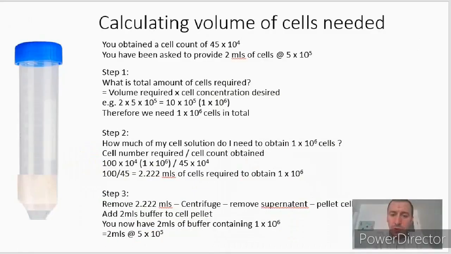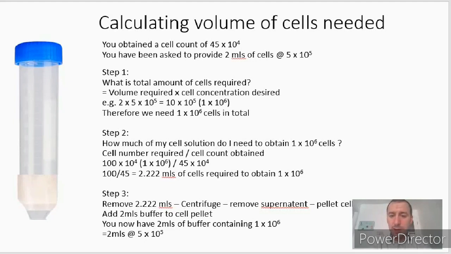So now we're going to deal with the issue of calculating the volume of cells that is needed in order to fulfill the request that Emer has asked for. So, for instance, if Emer had asked to provide 2 mils of 5 by 10 to the 5 cells per mil, you need to work out the total number of cells that are required.